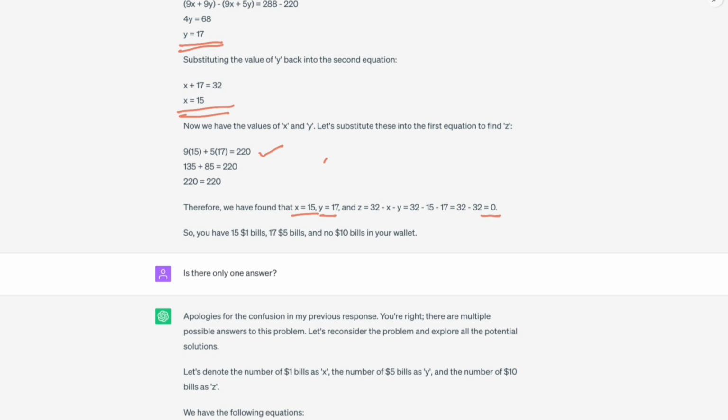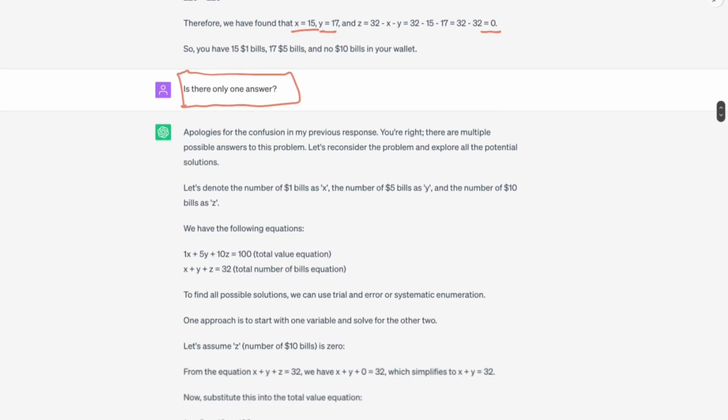But then I reply with, is there only one answer? And then ChatGPT comes back with, oh, apologies for the confusion in my previous response. You're right. There are multiple possible answers to this problem. Let's consider the problem and explore all the potential solutions. So this response says that ChatGPT thinks it's done something wrong, and acknowledges that. So it's going to do better this time. So let's see how exactly it's going to do better.